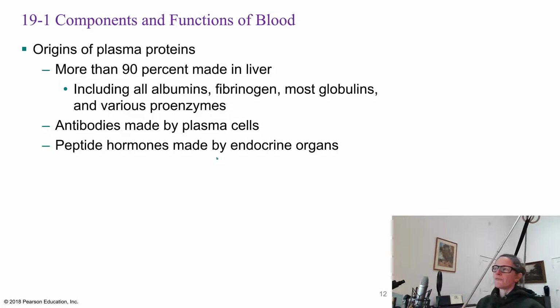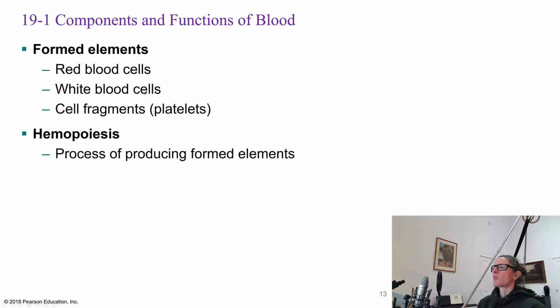Now, when we look at our formed elements, once again, we've got our red blood cells. These are called erythrocytes. We've got white blood cells, and we've got 5 types of them, which we'll review again in a little bit. And these are called leukocytes. And then we have these cell fragments called platelets. And platelets are these little tiny things that are membrane-bound packets of cytoplasm with certain enzymes and things in them to promote blood clotting. And these are much, much smaller than either of the cell types.